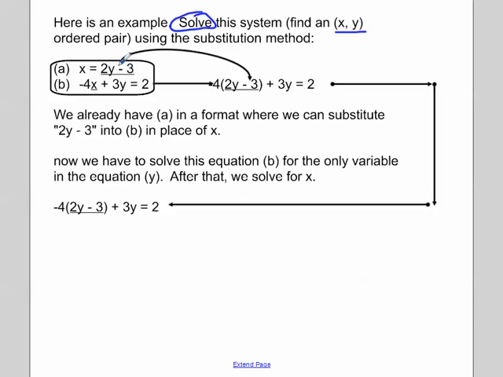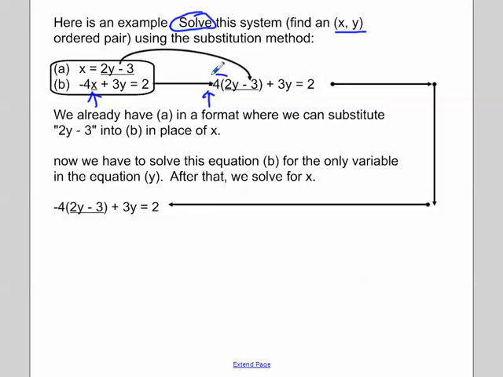So you take that 2y minus 3 and substitute it into the second equation where the x is. And you write negative 4. There should be a negative 4 there. Negative 4 times, instead of calling it x, we'll call it 2y minus 3. And then you rewrite everything else that you got: plus 3y equals 2.